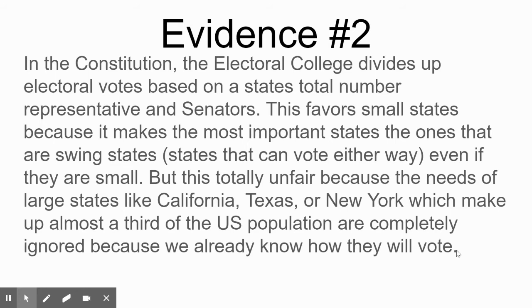Notice I literally use the exact same wording from my last argument, but here's where I go differently. But this is totally unfair because the needs of large states like California, Texas, or New York, which make up almost a third of the U.S. population, are completely ignored because we already know how they will vote. So that's how you could argue that the Constitution and the Electoral College are unfair, and therefore a national popular vote would be better, because then California, Texas, and New York would make up a huge percentage of the vote nationally.